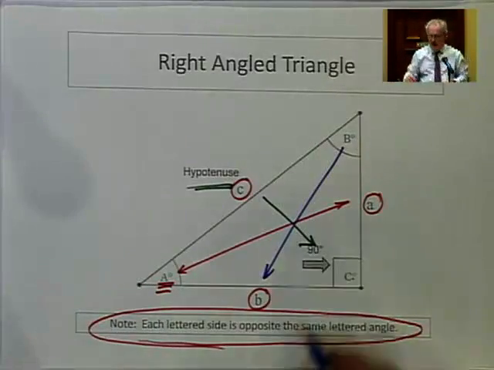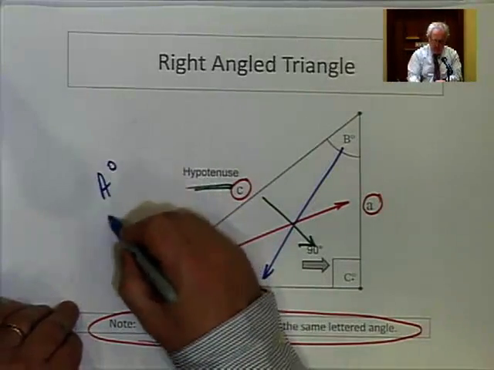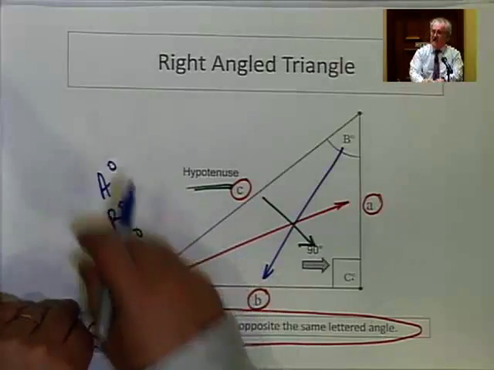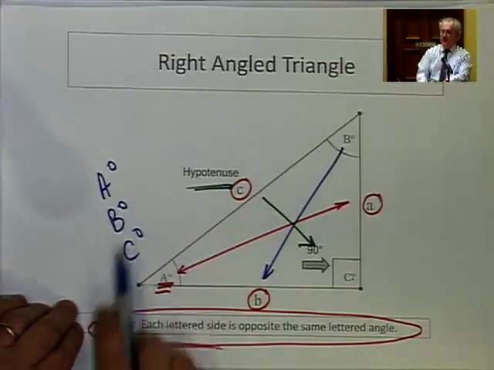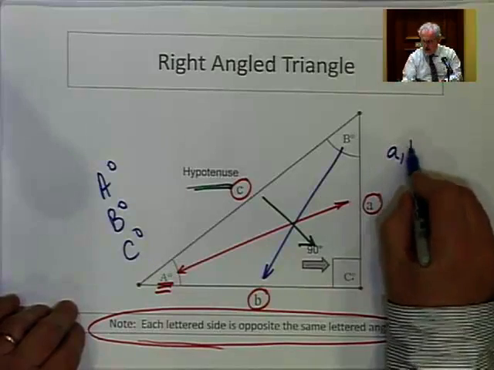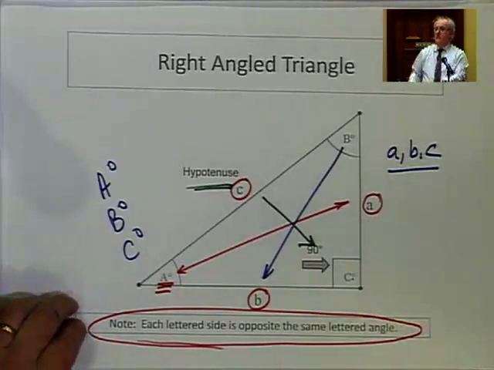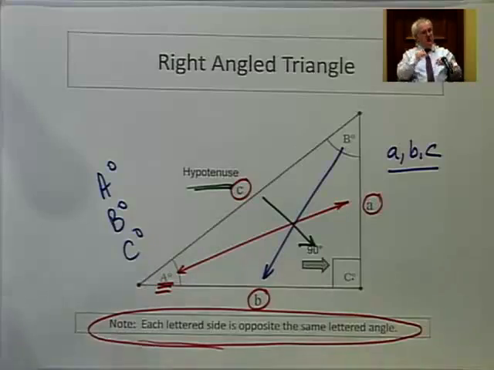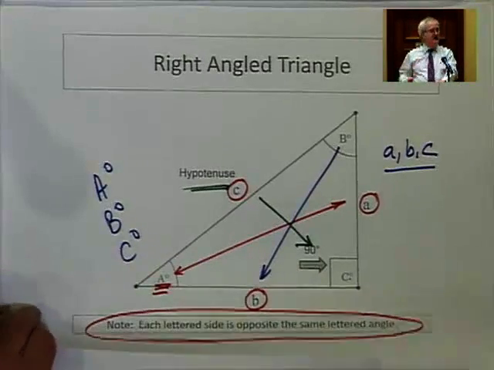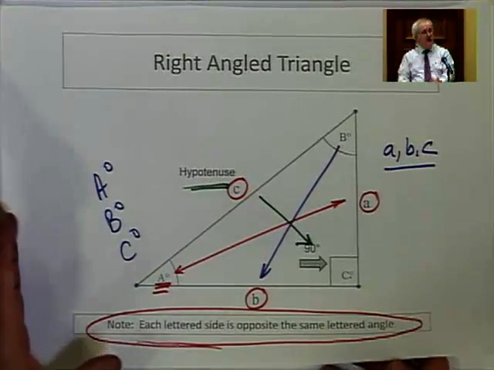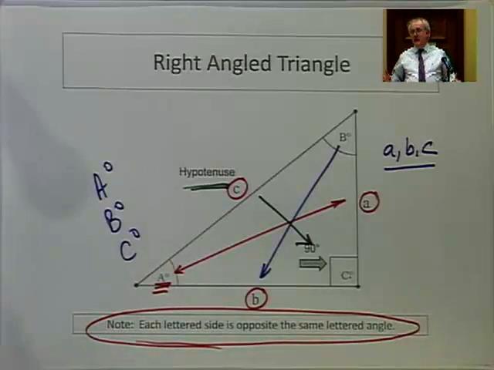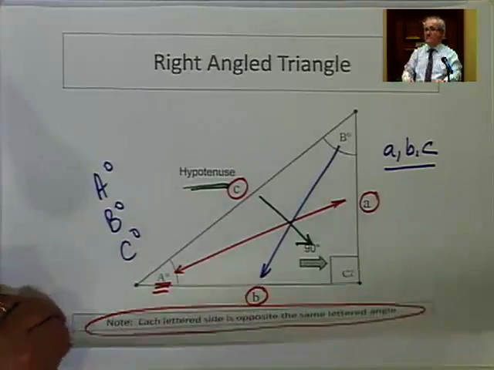Is that okay? The angles we call A, B, and C. We're using capital letters with the symbol there for angle, and the sides we're calling A, B, and C. The order doesn't matter, but make sure they're opposite each other. Otherwise, all of the equations throughout the whole trigonometry book, formulae, everything you learn don't make sense. Okay?